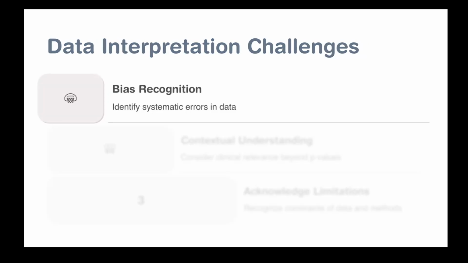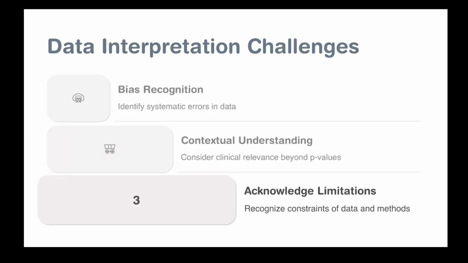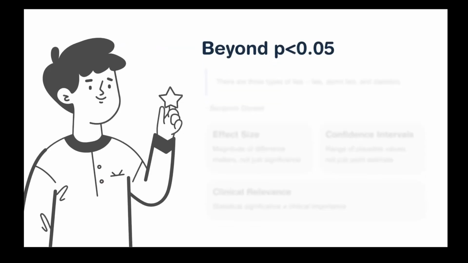Once we have collected, stored, and analyzed the data, then we interpret, right? There are some challenges with interpretation. There can be bias, so we need to recognize and identify the systematic errors in our data. We have to contextualize our understanding of the data. We have to consider the clinical relevance beyond the p-values. We need to acknowledge limitations and recognize the constraints of our data and methods.